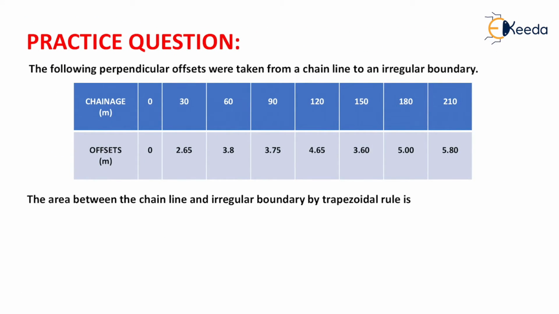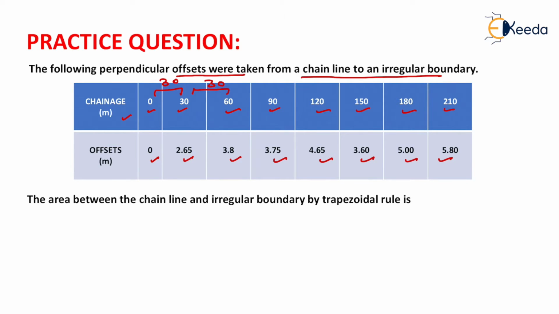Now one question is there, that the following perpendicular offsets were taken from a chain line to an irregular boundary. Chainage is given as 0, 30, 60, 90, 120, 150, 180 and 210. It means that the common distance is equal to 30 always. Offsets are also given: at 0 meter chainage the offset is 0 meter, similarly at 30 meter chainage the offset is 2.65, similarly 3.8, 3.75, 4.65, 3.60, 5 and 5.80.